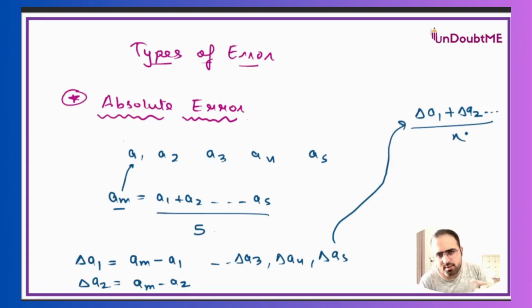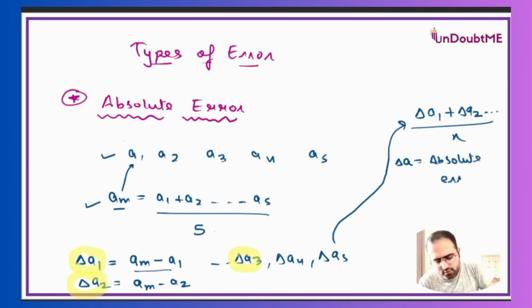Once again I repeat the process. We have a few observations, we take the mean of them, and then we find the deviation of all the observations with respect to the mean. And we take the mean of these deviations, delta A1, delta A2, delta A3 and so on. That is called delta A, and delta A is called the absolute error. We don't have to follow the whole rigorous process for calculating everything, but you should know the meaning of absolute error.